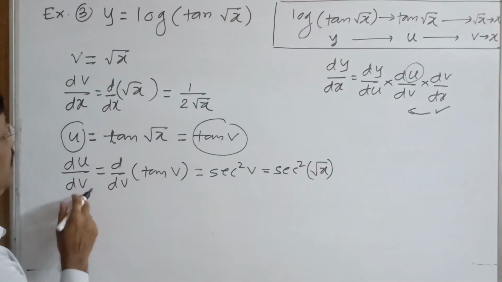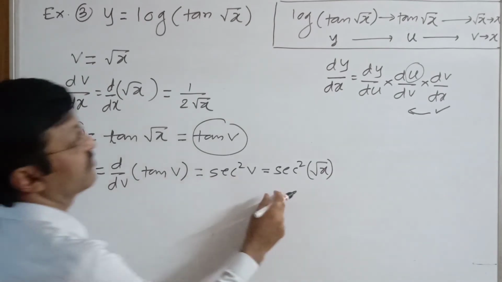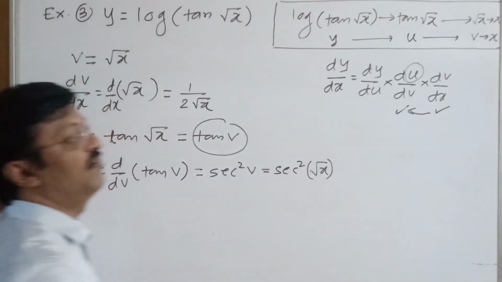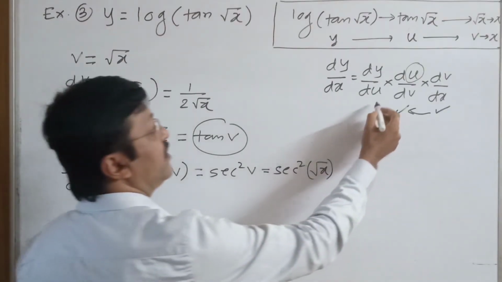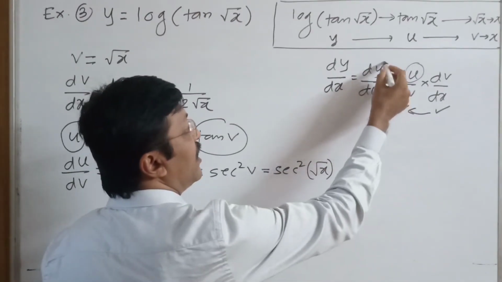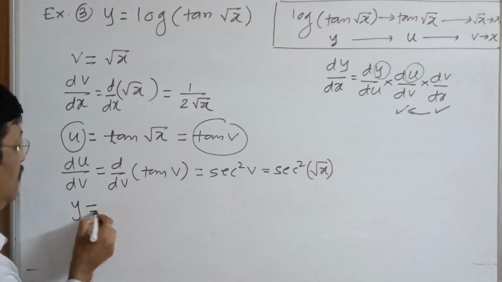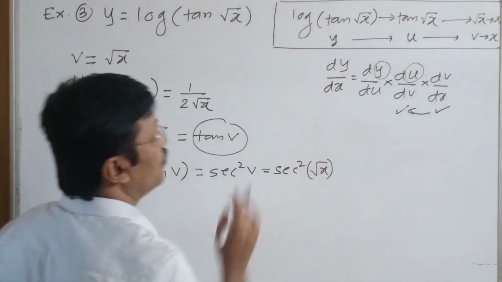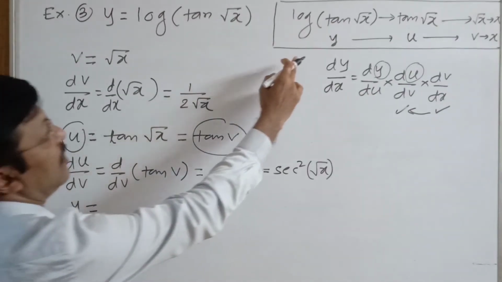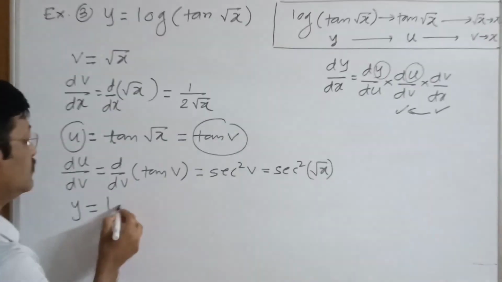So du by dv is found out. du by dv is equal to sec square root x. Now we have to find out dy by du. For that I have to write y first. Now y has to be written in terms of u. So y originally is log of tan of root x.